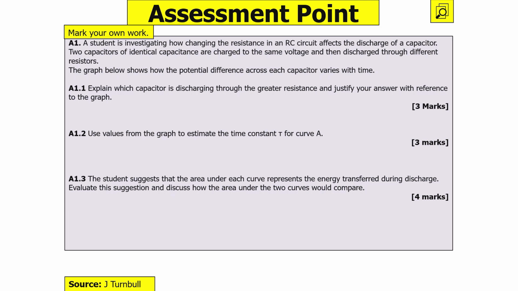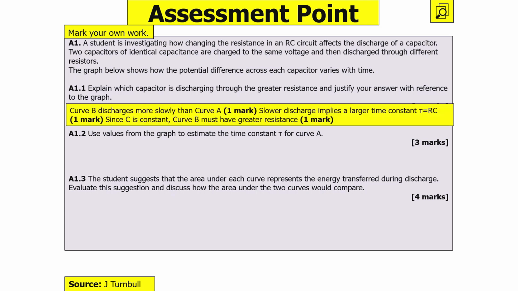Right, in our first one, what do we know? We can work everything through. So what we can see from the graph is that curve B discharges more slowly than curve A. The slower discharge implies a larger time constant because T equals RC. Now since C is constant, this tells us that B must therefore have the greater resistance.